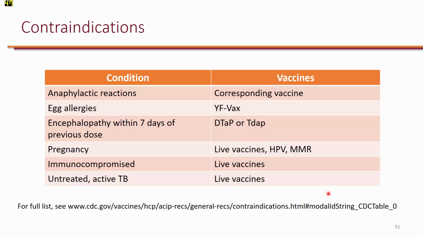So anaphylactic reactions to any vaccine is a contraindication to it. Egg allergy, so yellow fever vaccine has some components of egg, so it should be avoided in patients with egg allergy. That's the current recommendation. Now, one thing that we used to say was, some flu shots also have egg components. So, a couple years ago, it was that if someone had egg allergies, giving flu shots that had egg components were contraindicated. Now, that recommendation changed last year.